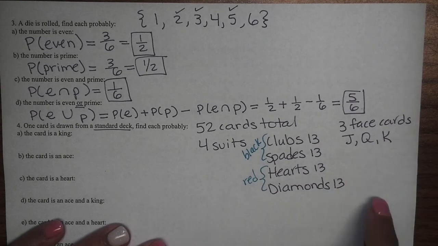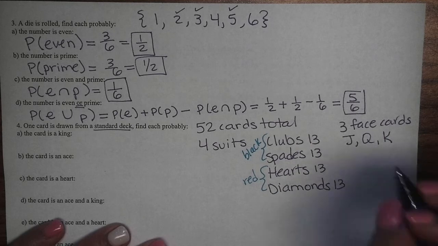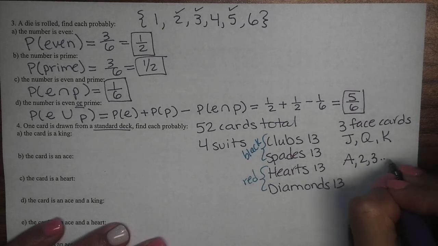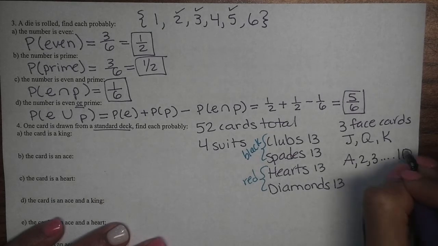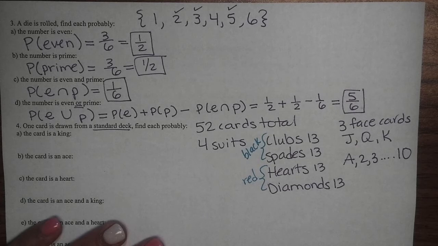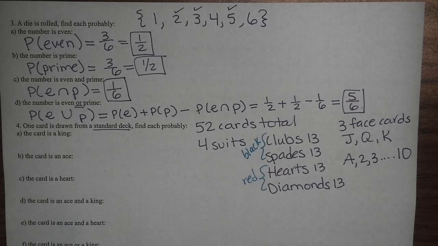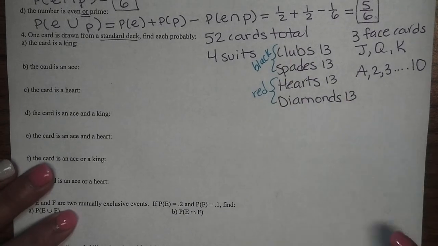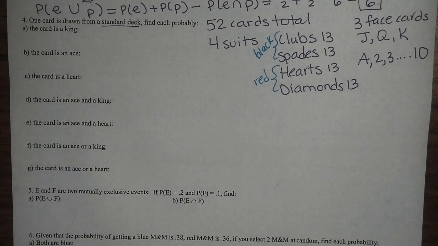The rest of the cards, so the other 10 cards for those suits, are an ace, which is like the number 1, and then 2, 3, all the way to 10. So that's where the 13 cards come from, and you need to be familiar with them. So let's use that information to start doing example 4.